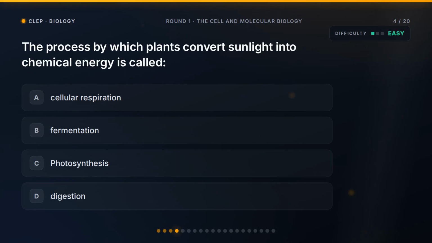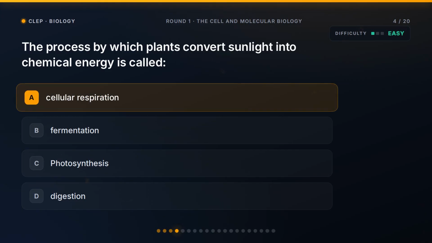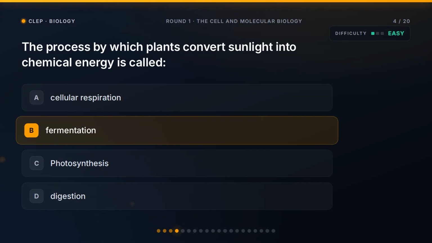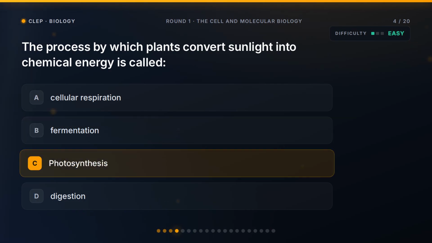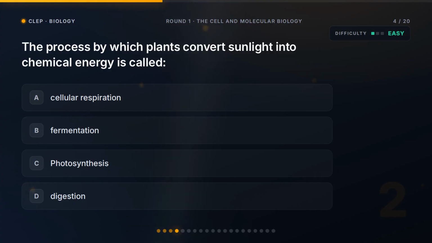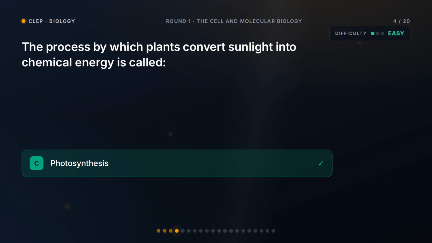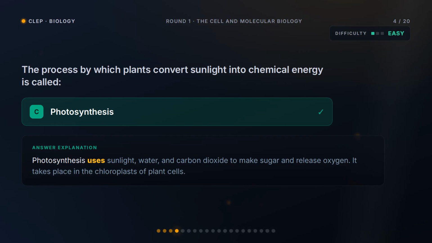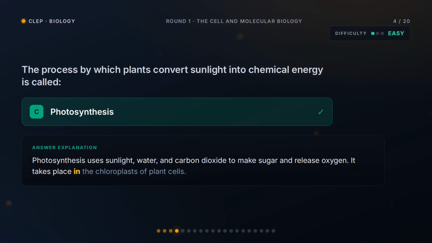Question 4. The process by which plants convert sunlight into chemical energy is called A. Cellular respiration. B. Fermentation. C. Photosynthesis. D. Digestion. The answer is C. Photosynthesis. Photosynthesis uses sunlight, water, and carbon dioxide to make sugar and release oxygen. It takes place in the chloroplasts of plant cells.